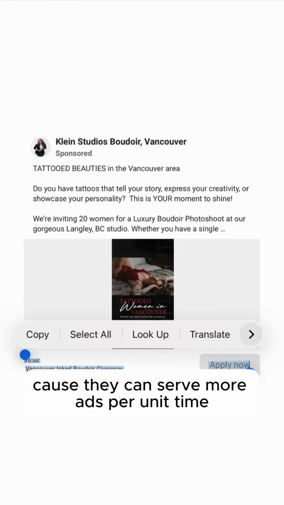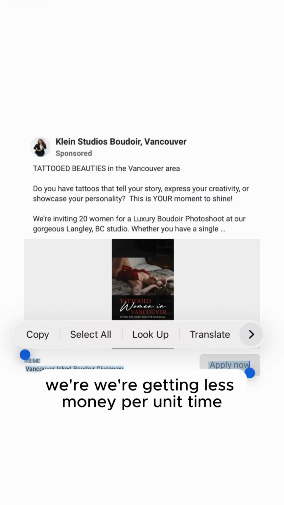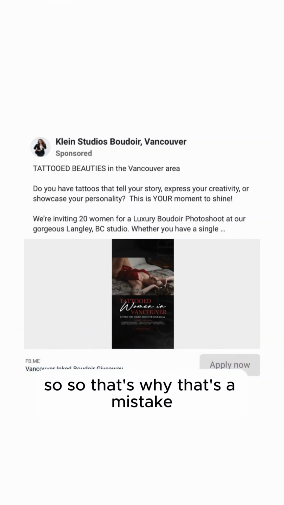But Facebook likes that because it can serve more ads per unit time. But for us, we're wasting more money per unit time. We're getting less money per unit time. So that's why that's a mistake.